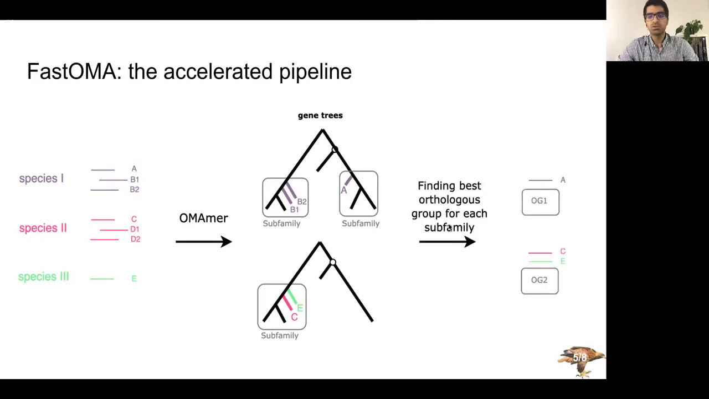The next step is to find the best orthologous group for each subfamily. Then, using the proteins of this orthologous group from the database, we combine them with the query protein and we run the multiple sequence alignment. Then we concatenate them and infer the tree.